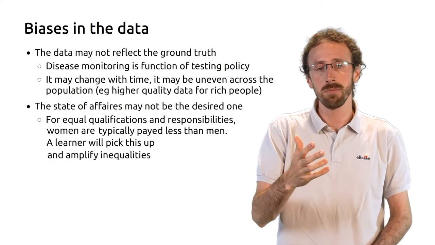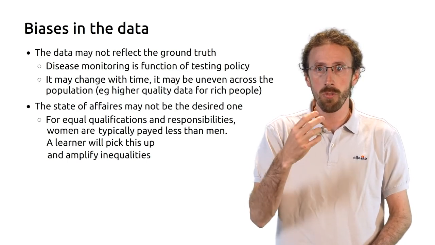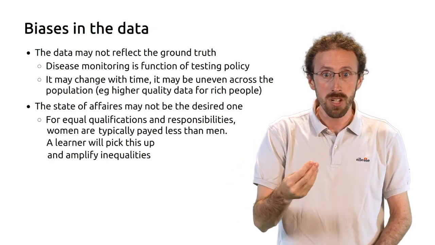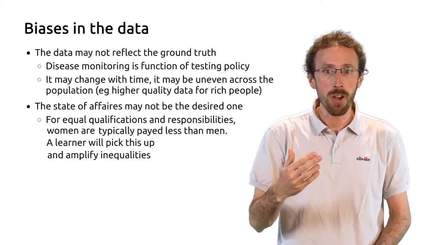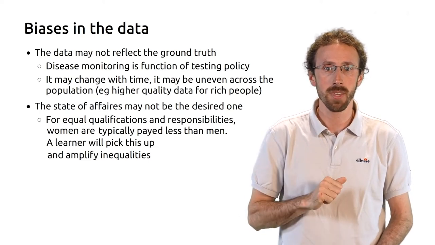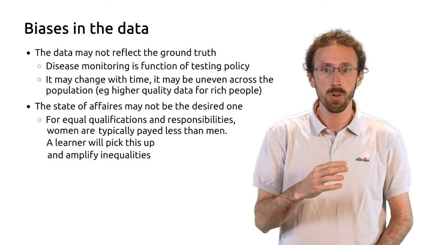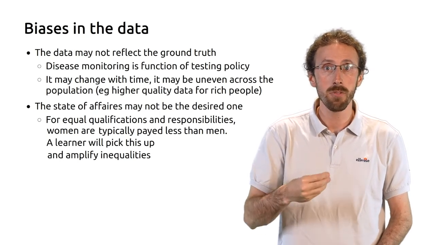Data always comes with biases. It may not reflect the ground truth. For instance, if we're interested in monitoring the propagation of a disease, the data that we'll have will be a function of the testing policy. This testing policy may change with time. It may be uneven across the population. Typically, we get higher quality data for rich people.